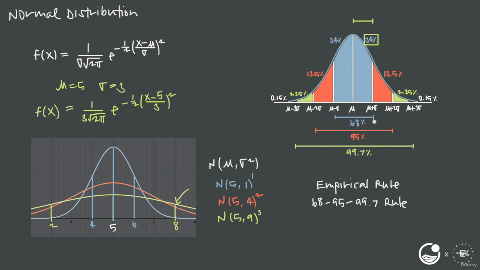So within 3 standard deviations of the mean, we have 99.7% of the area, 99.7% of the probability. This 0.15% in each tail captures everything else, as far as this tail goes out to the left or as far as this tail goes out to the right, everything outside of 3 standard deviations.